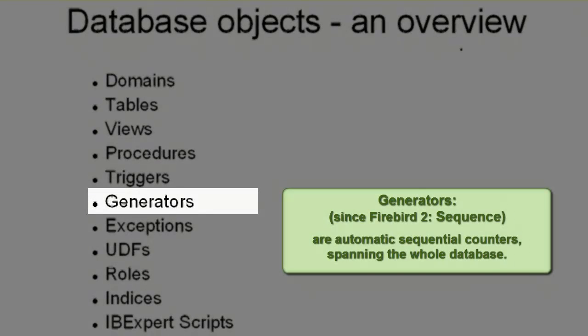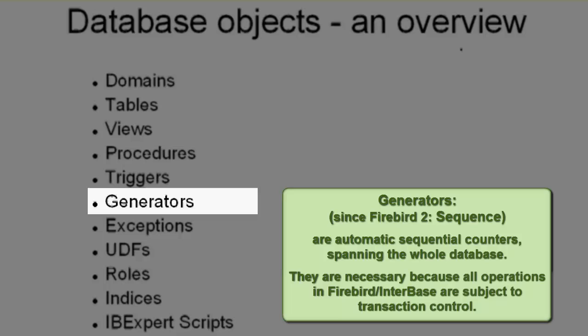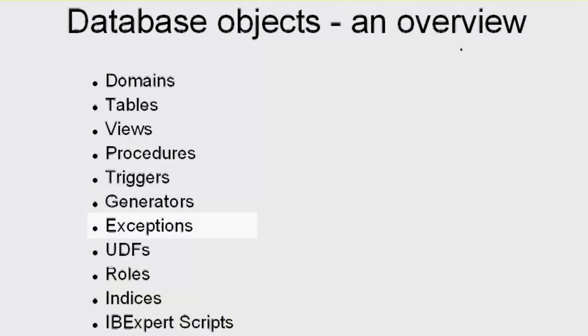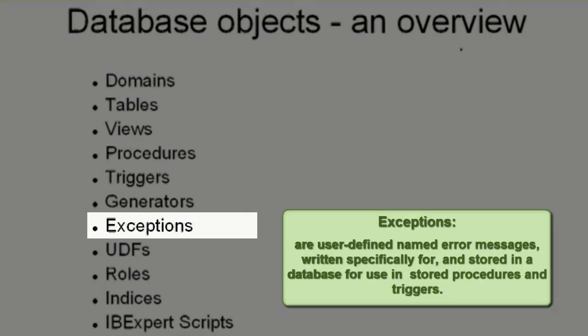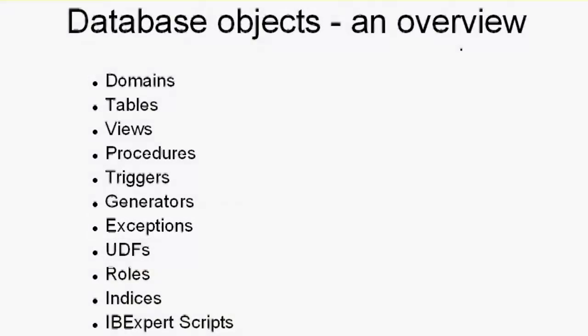Generators are global variables across the database, with which I can automatically generate sequential numbers. They are necessary because all operations in Firebird and InterBase are subject to transaction control. Firebird never allows a generator to generate the same number to two different users or transactions. And since Firebird 2, generators are now referred to as sequences. Exceptions are error messages for users, which you can incorporate into your procedures and triggers.